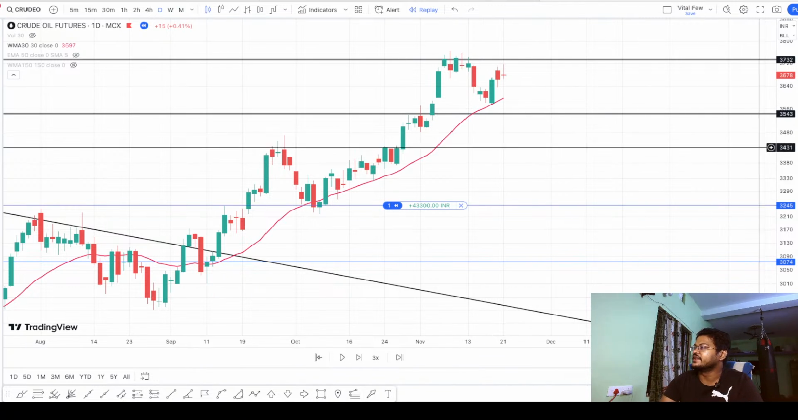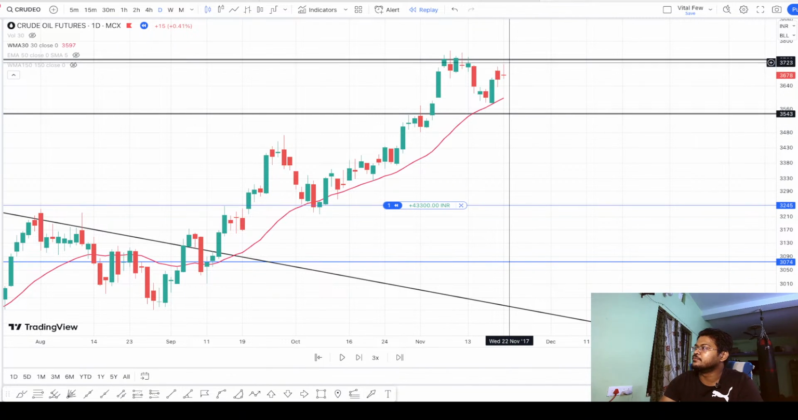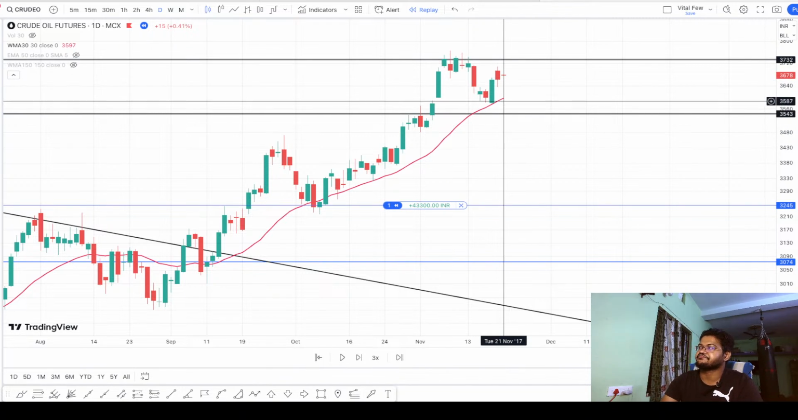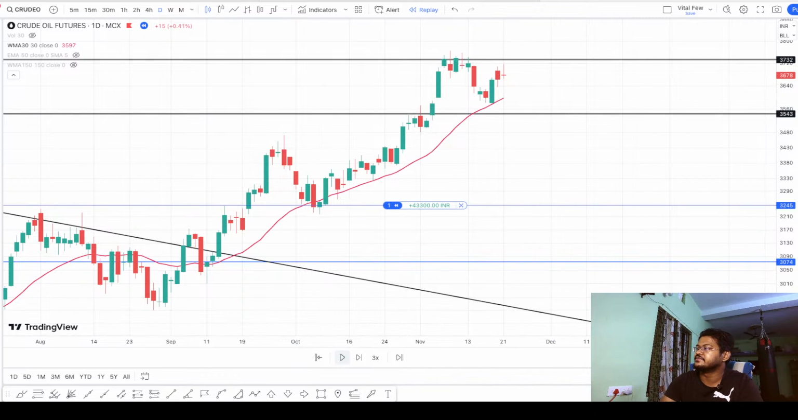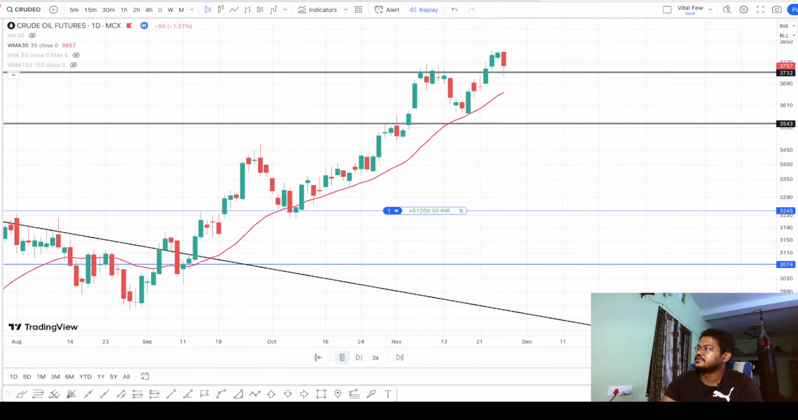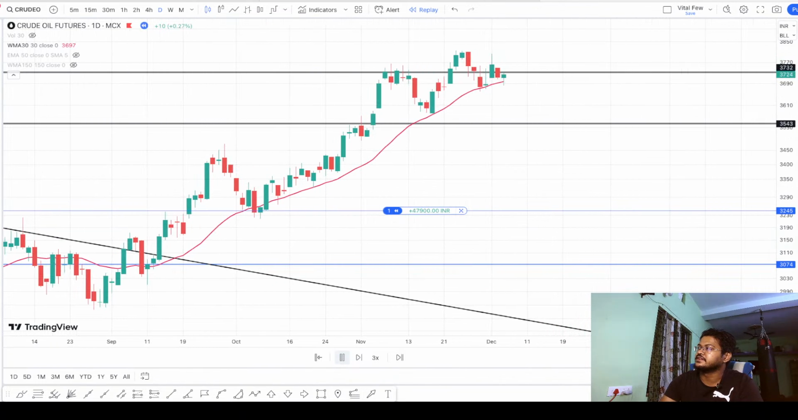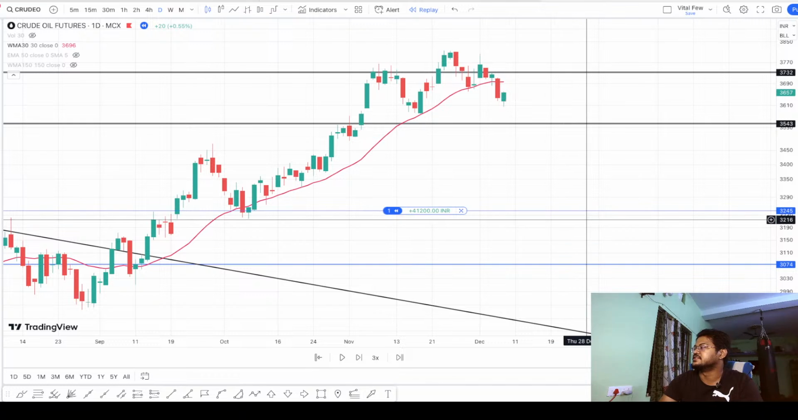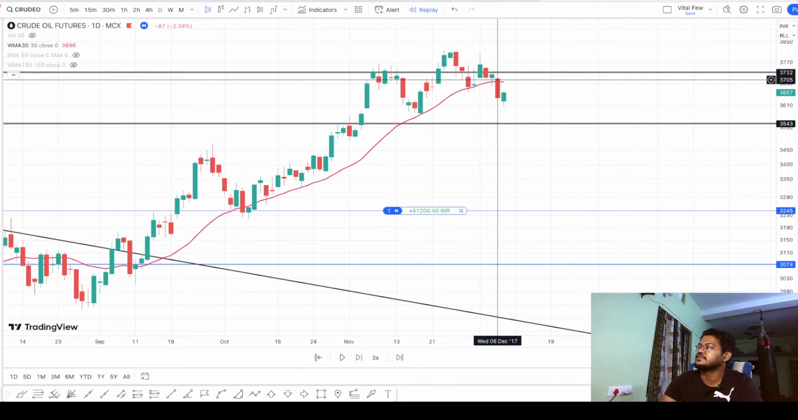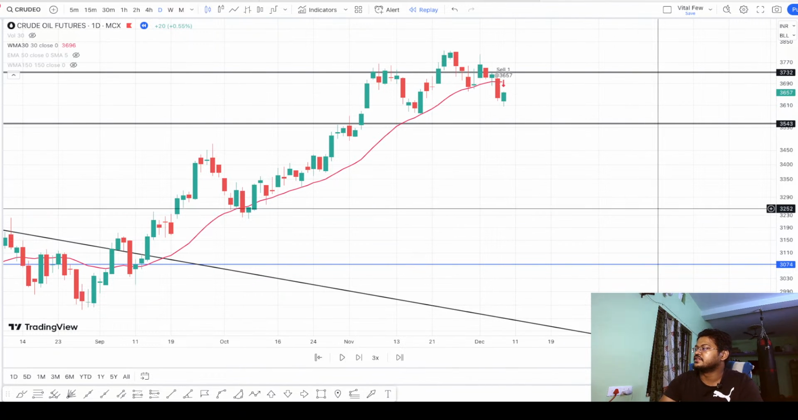So I will do one thing. As soon as I get one more red candle breaching this 30 period moving average in the daily time frame, I will exit my third one also. Let's see. Okay, yes, it's done. So I will exit here. You can see it has gone up, but now it has started turning down. So I will exit. Another one also gone.